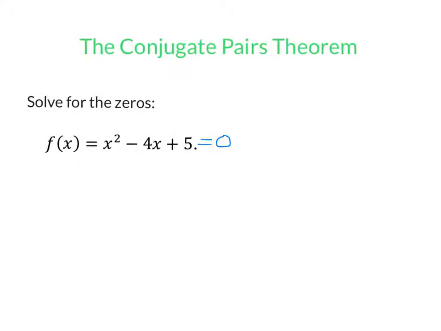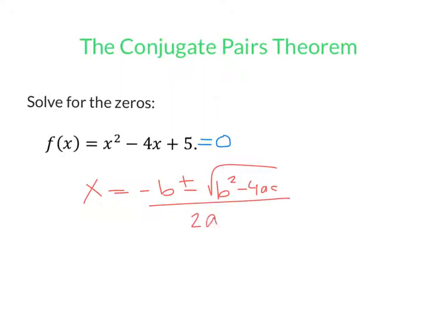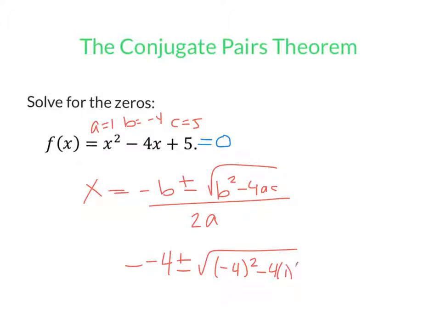So what we're going to try to do here to solve for the zeros is use the quadratic formula, which is given to you on your reference sheet. So there is no need to memorize this. A is equal to 1 here, B is equal to negative 4, and C is equal to 5. I'm going to substitute these values into the quadratic formula and see if I can solve for my zeros. So negative negative 4, plus or minus the square root of negative 4 squared minus 4 times 1 times 5, all over 2 times 1.